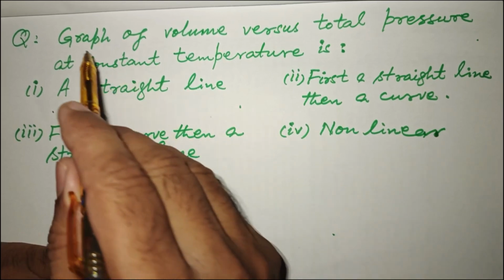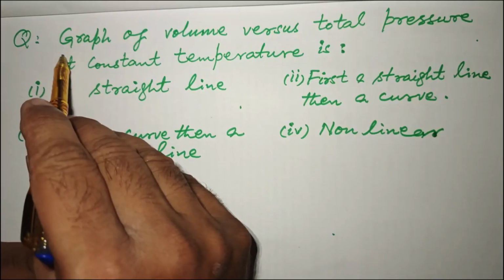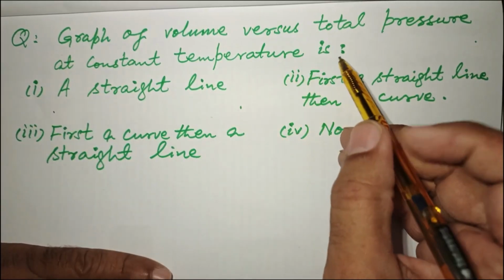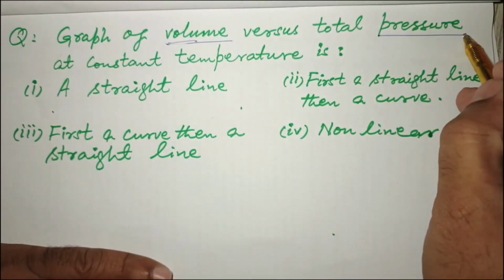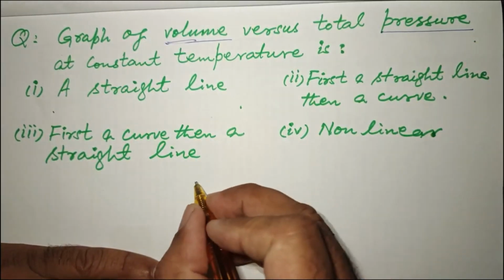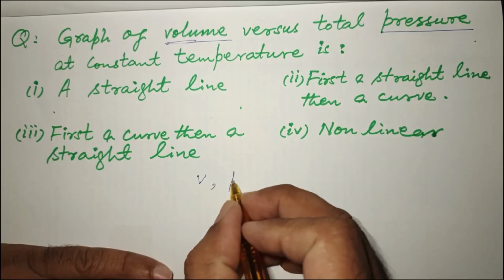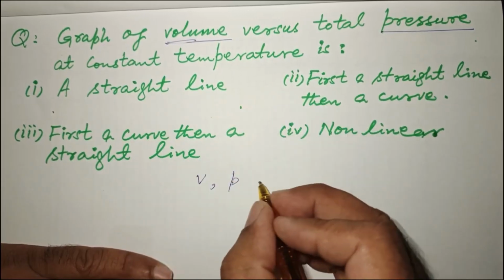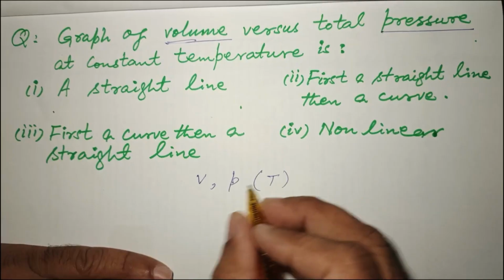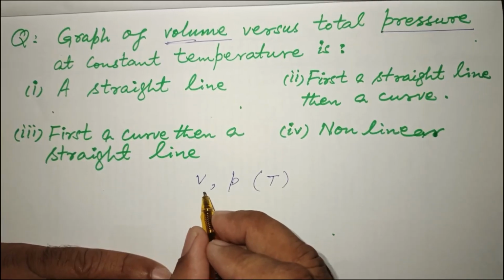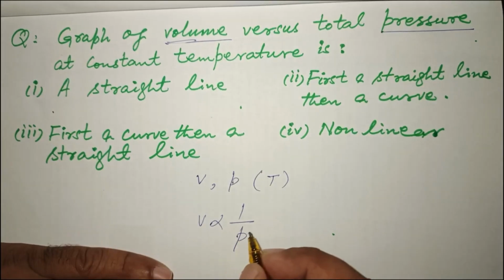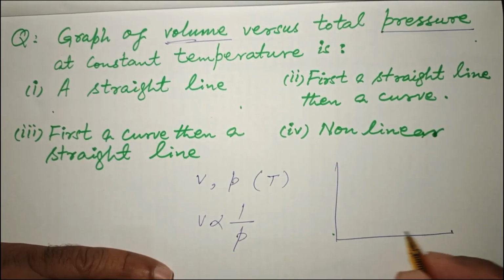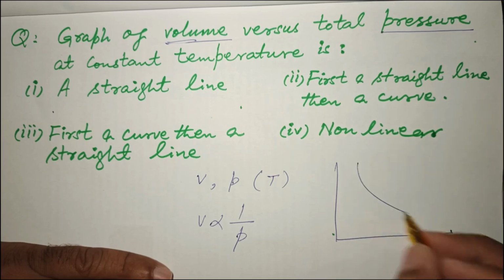A straight line, first a straight line then a curve, first a curve then a straight line, and non-linear. So when you look at this statement, graph of volume versus total pressure, two things are given. This is volume V and this is pressure P. So you have to make a graph between V and P. And what is constant? Temperature is constant. So we know that this is Boyle's law. V is inversely proportional to the pressure. The graph of Boyle's law is a hyperbola.